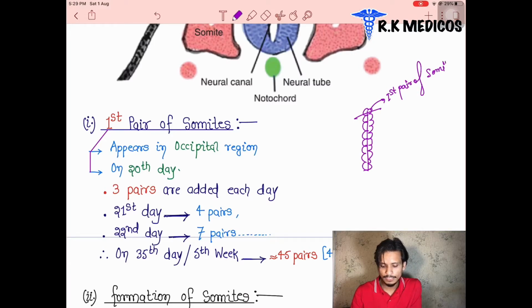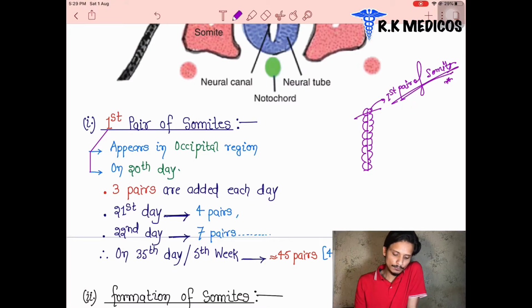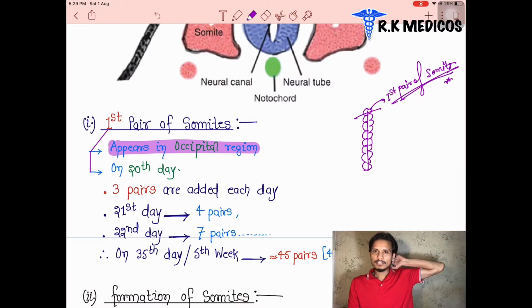The first pair of somites forms in the third week, developing from the paraxial mesoderm, and the first pair of somites is going to develop in the occipital region of our brain. Occipital is the back side; these are the occipital bones, and they are going to develop. Now you know, there is a dermamyotome and a sclerotome, the two parts of somites.